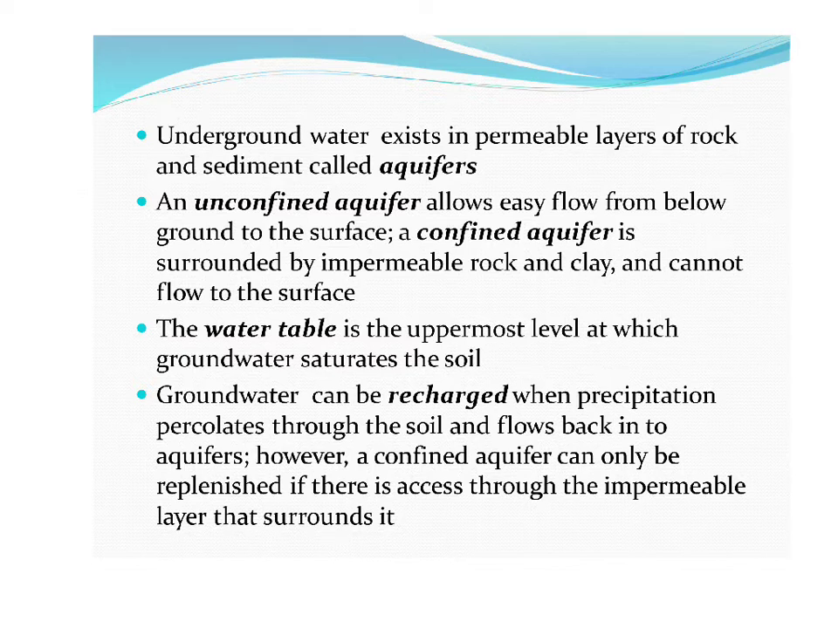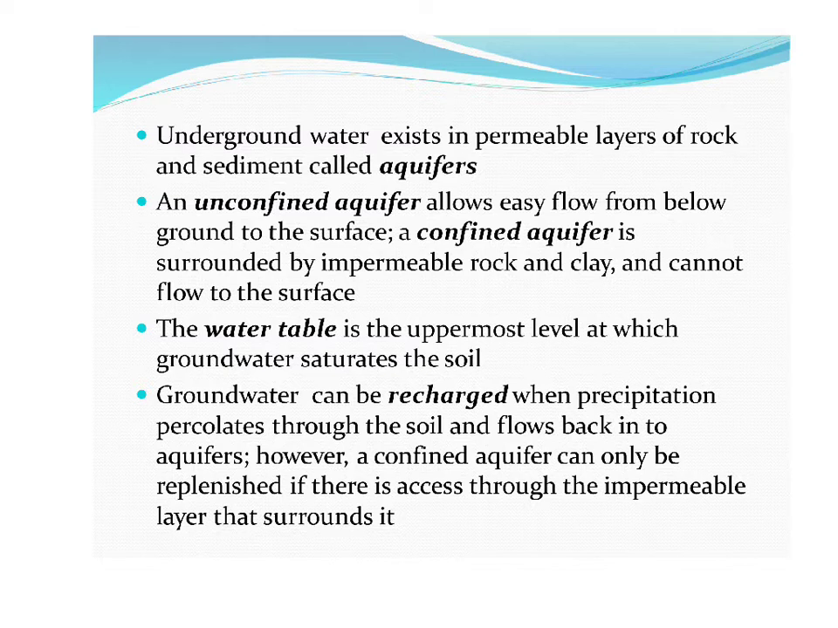So underground water, let's talk about water that exists underground first. Underground water exists in permeable layers of rock and sediment called aquifers. So there are two types of aquifers. The first type is the unconfined aquifer, and it's what you probably would imagine. It does not have confinement, so the water flows easily from underground to the surface. The second type is called a confined aquifer, and a confined aquifer is surrounded by an impermeable layer of rock and clay. A confined aquifer cannot actually flow to the surface, and oftentimes the water in a confined aquifer is under quite a bit of pressure.